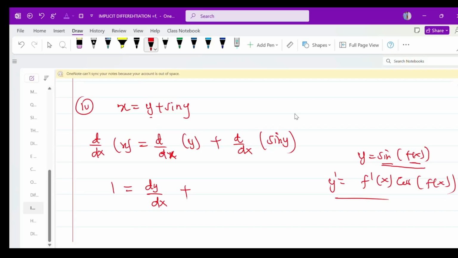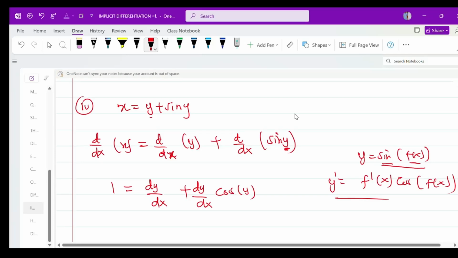So same here, we are differentiating sine y with respect to x. So first of all, we will differentiate this y here with respect to x. So you're going to get dy/dx. Then we differentiate sine, right, which will give us cos. Then our y. Hope you get it.